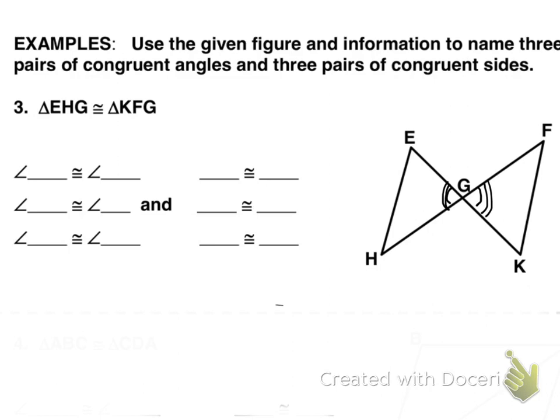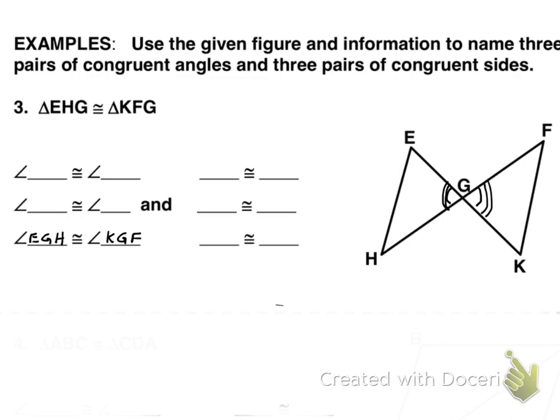So we know, but that one we have to name with 3 letters. Why do we have to name it with 3 letters? That one we have to name with 3 letters because that G is a vertex that's shared by both those triangles. So we have E, G, H would be congruent to K, G, F.